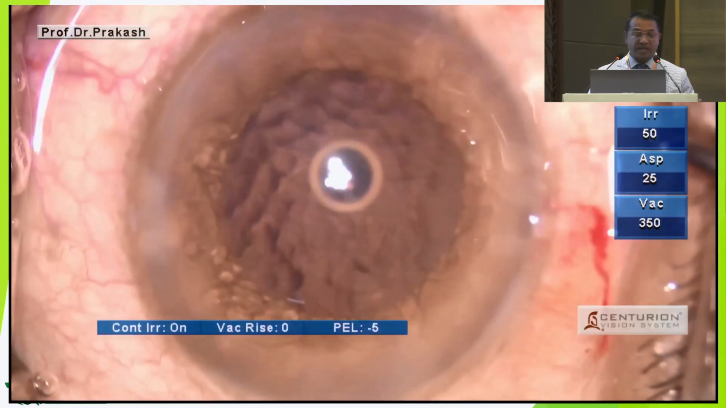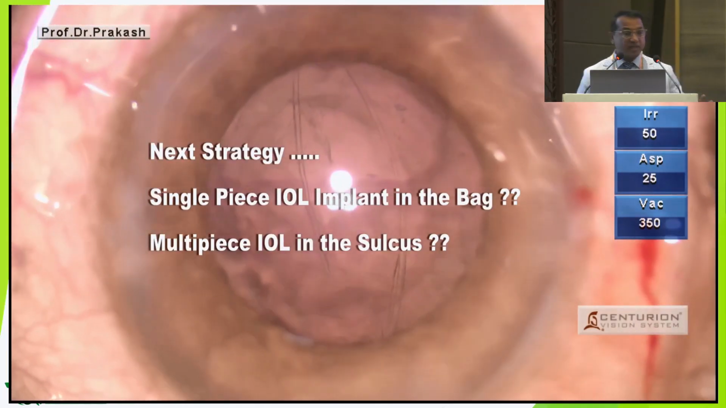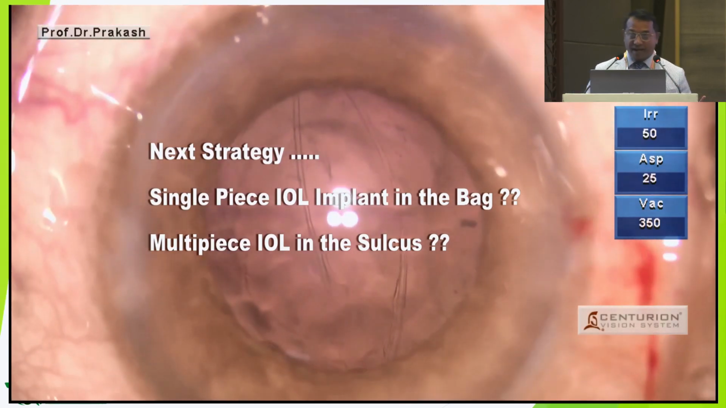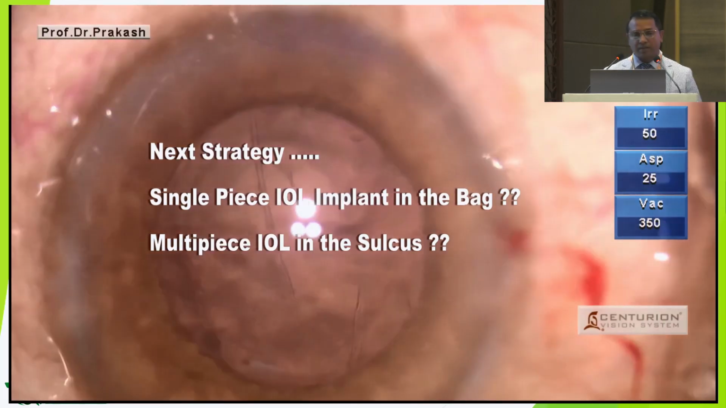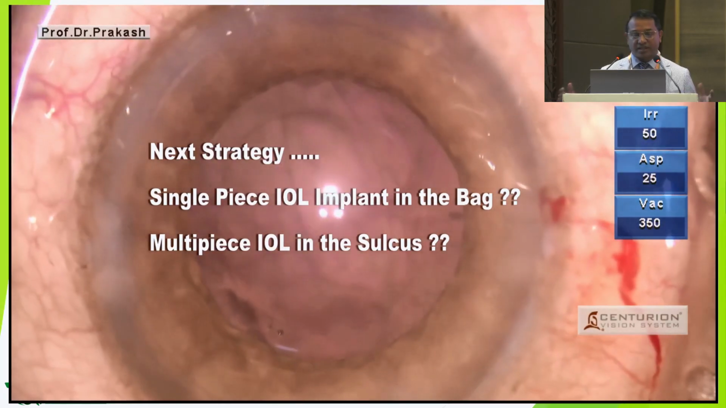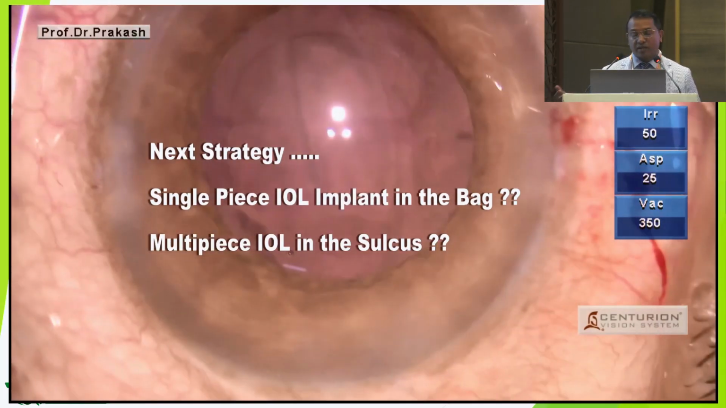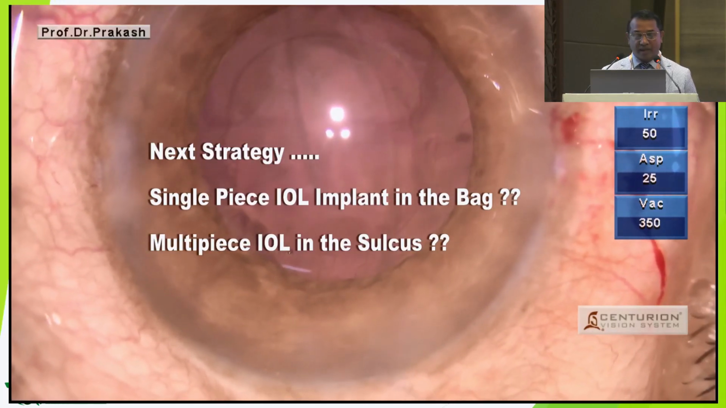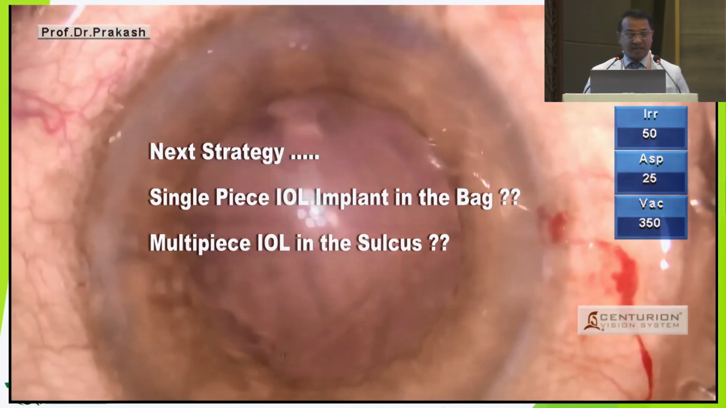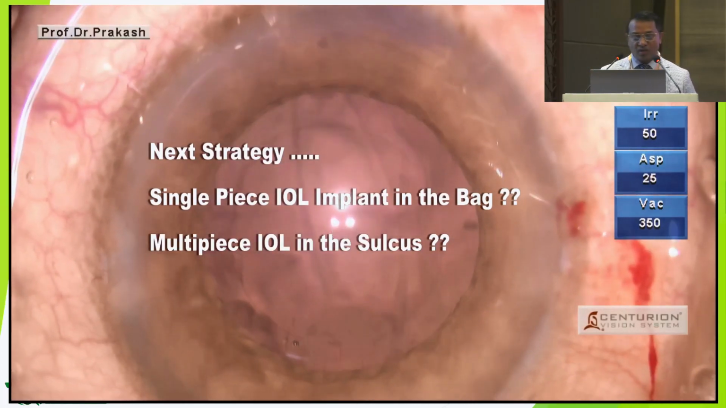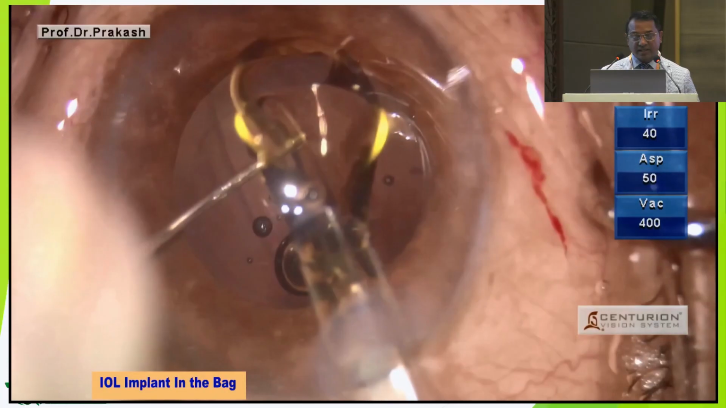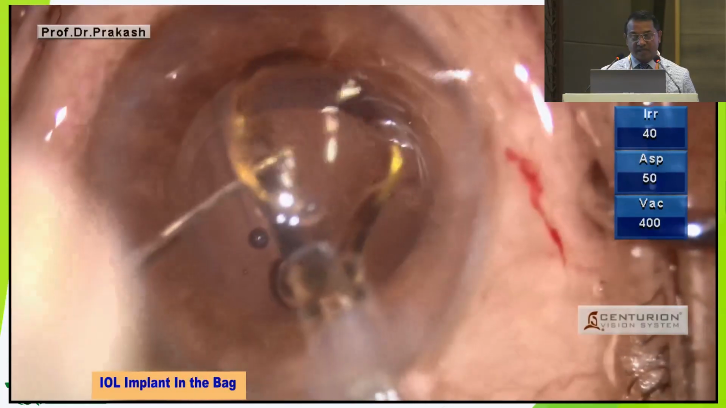Now what will be the next plan? Should I implant a single piece IOL in the bag? If I can do that, it would be more physiological, but it is tricky, and by doing that I may extend the PCRT and not get enough support to place the IOL in the bag. Another option is a multi-piece IOL in the sulcus, which is a bit easier solution for me. So I decided to implant the single piece IOL into the bag.